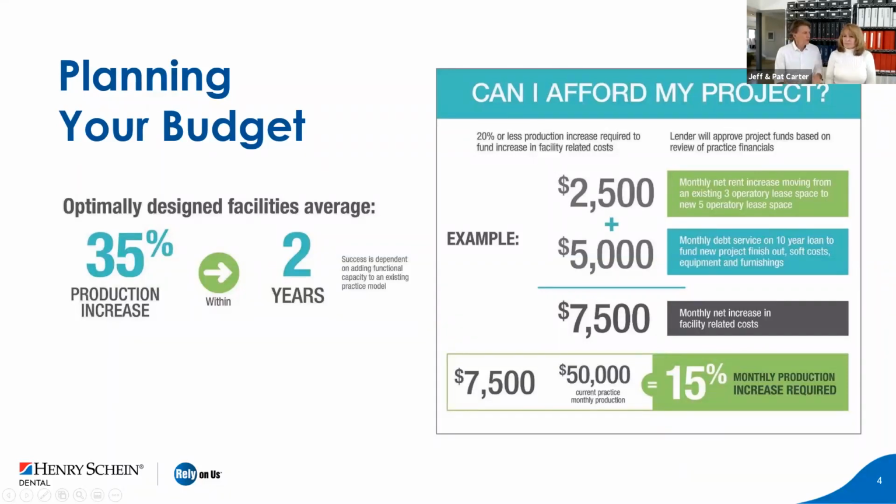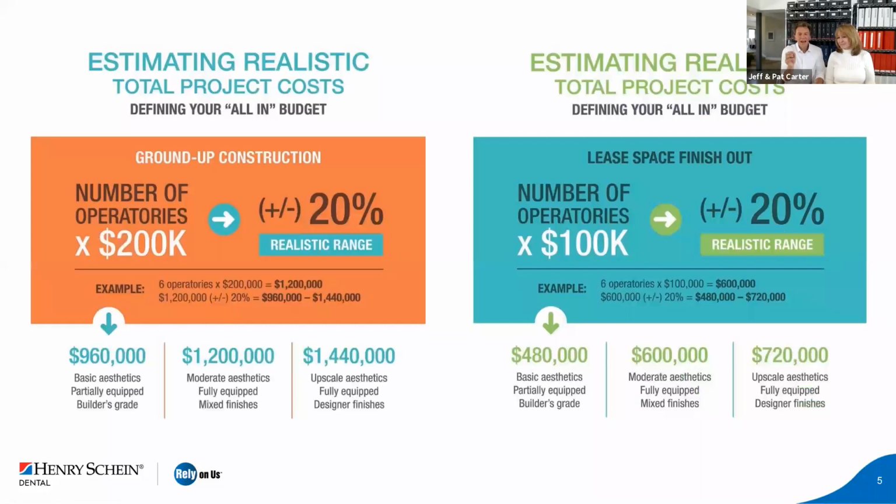So, trying to make this quick, Pat. Estimating realistic project costs. If we had more time, we could run spreadsheets and do all kinds of more detailed work, but in simplest terms, for anybody here doing a new lease space, take the number of operatories, as in the graphic here on the right, and multiply it times $100,000. For example, say I'm going to do a 6 operatory lease space: 6 ops times $100,000 is $600,000. That's a good starting point as an estimated total project cost for that facility. You go plus or minus 20% to create a range.